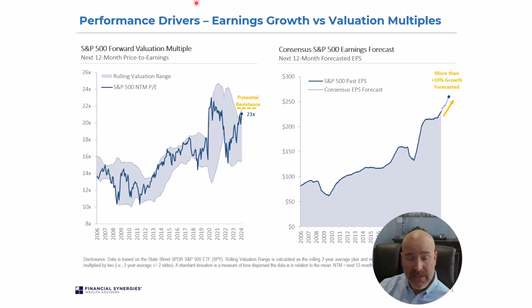So today, the S&P 500 trades around 21 times its forecasted next 12-month earnings. So that's near the top. And so there's a practical limit in terms of how much investors are willing to pay for those earnings, and they are unlikely to pay a materially higher multiple.